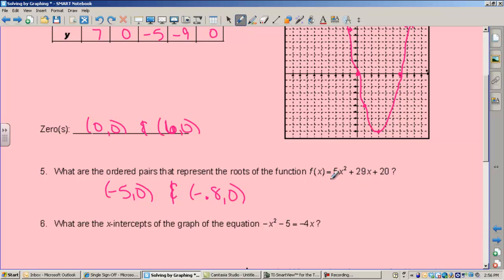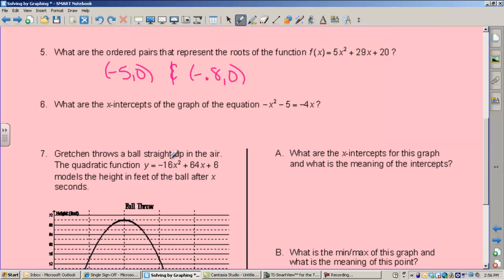We could factor that. We could go find the factors of that and solve it and do all of that, but who wants to mess with that? Our calculator will do it. So let's try again. Number 6. This time they worded it different. This one says roots. This one says x-intercepts. They mean the same thing. So I want to find the x-intercepts of the graph of this equation.